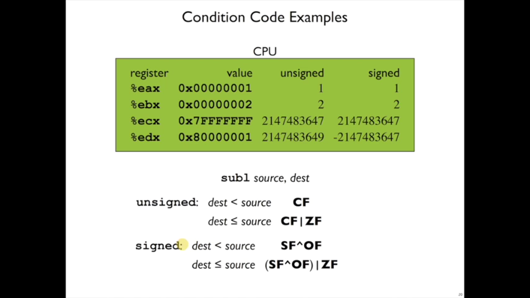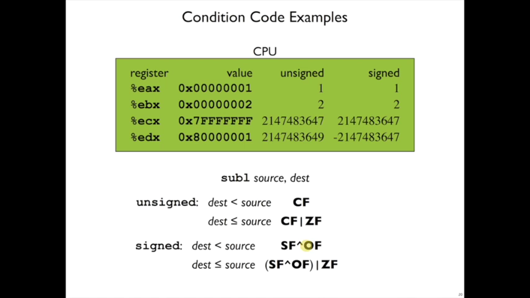On the other hand, if we're thinking of it as a signed subtraction, then the interpretations are a little different. To conclude that dest is less than source, SF or OF must be set, but not both of them. So the XOR must be true. That means either SF is set or OF is set.